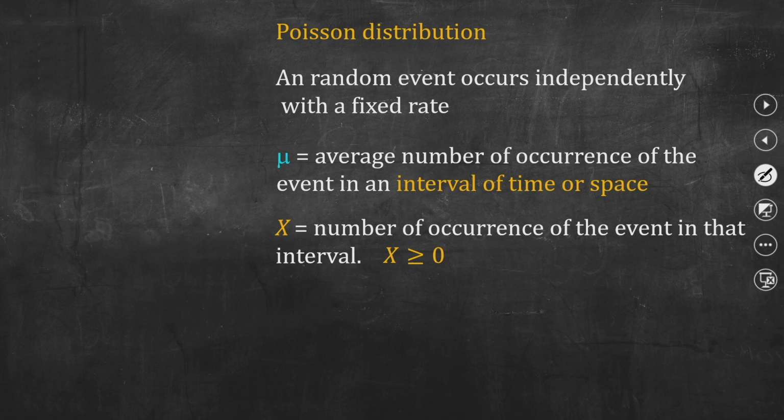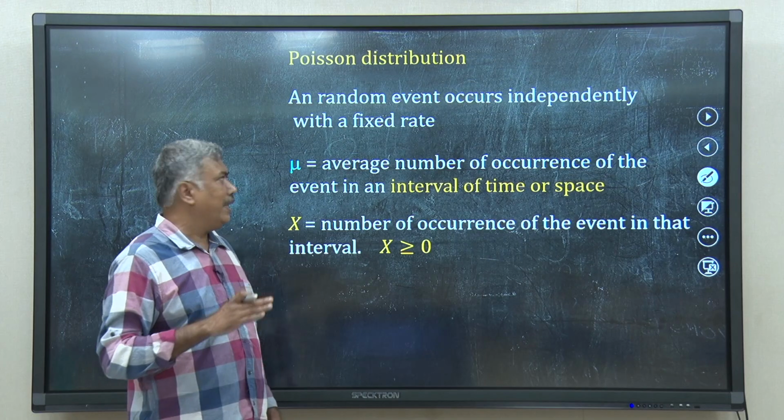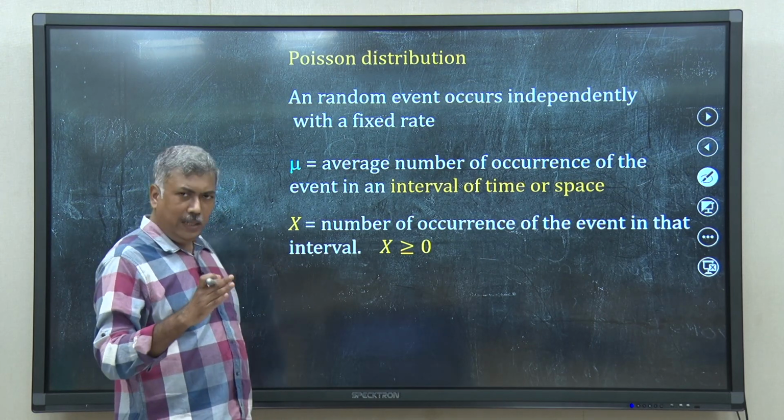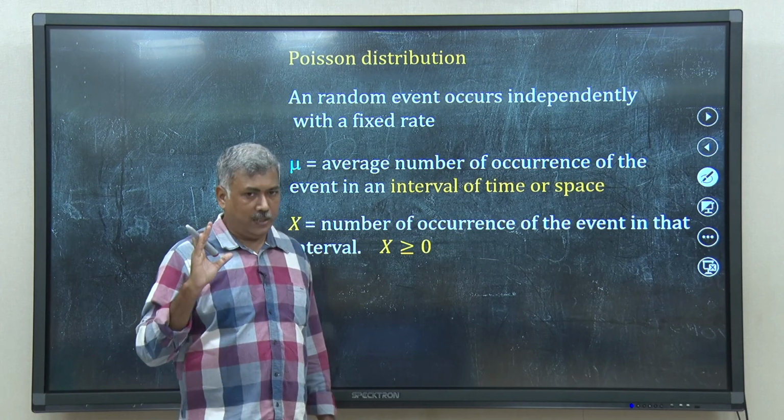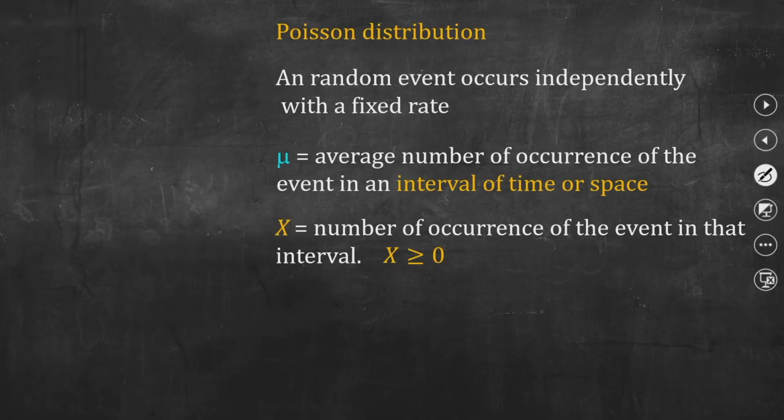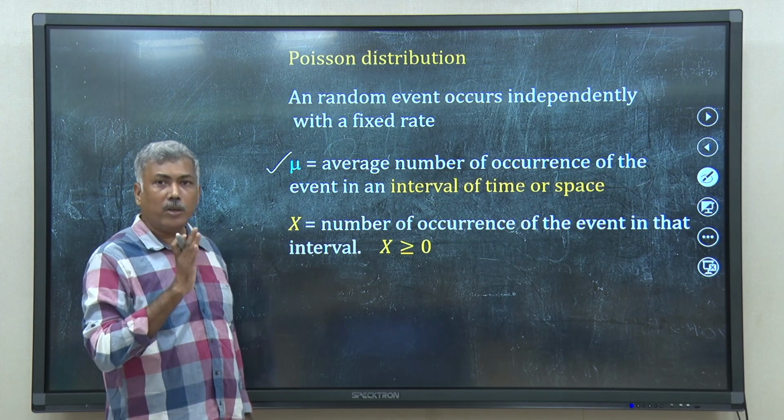In Poisson distribution, we are dealing with a random event that occurs independently, repeatedly with a fixed rate. That rate is fixed, and we have a parameter, we call it mu. Mu is the average number of occurrences of that event in a particular interval of time or space.